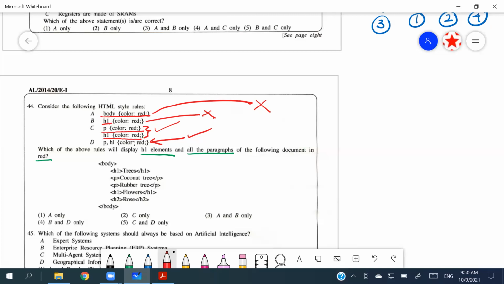So for that reason, A cannot be taken as a correct answer because it says, which of the above rules will display H1 elements and all paragraph of the following document in red? So we only need to make those two as red ones. So for that reason, C and D is the correct one. A and B cannot be considered as the correct ones. So the answer is 5th. Is that clear, people?